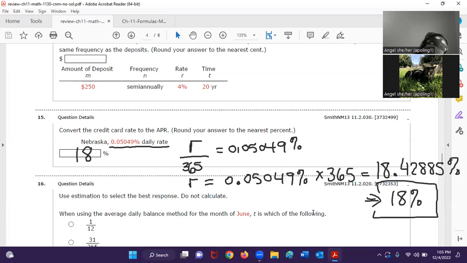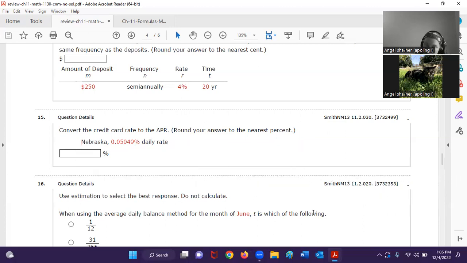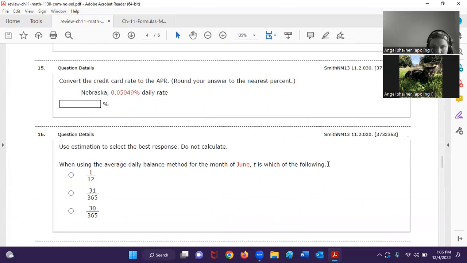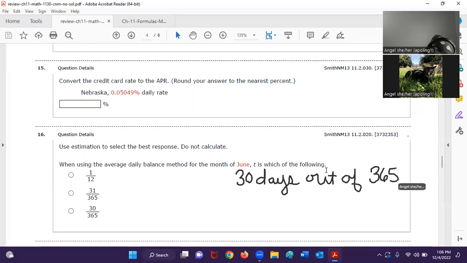In 16, they say to use estimation to select the best response. Do not calculate. When using the average daily balance method for the month of June, T is which of the following? June has 30 days out of the 365 days in the year.